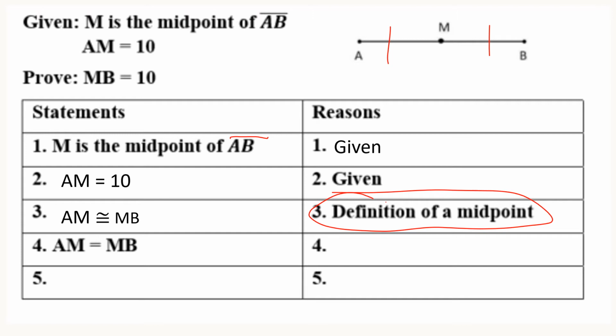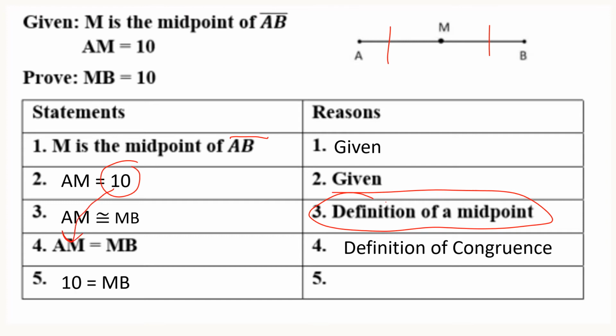Then we can switch it to AM equals MB because anything that is congruent to each other is also equal to each other. And that is the definition of congruence. My last, or you can have a couple steps here. So I know that AM is 10, so I can plug in 10 for AM. And I'd get 10 equals MB. And that is because of the substitution property.